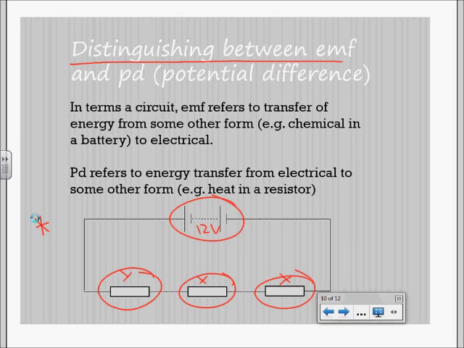So distinguishing between EMF and potential difference, I would like you to note down these couple of points. In a circuit, the EMF refers to the transfer of energy, take note of this, from some other form, for example chemical in a battery, to electrical. So other form to electrical: EMF. Potential difference, the opposite way around, from electrical to some other form, for example heat in a resistor. So please just take note of those couple of statements.